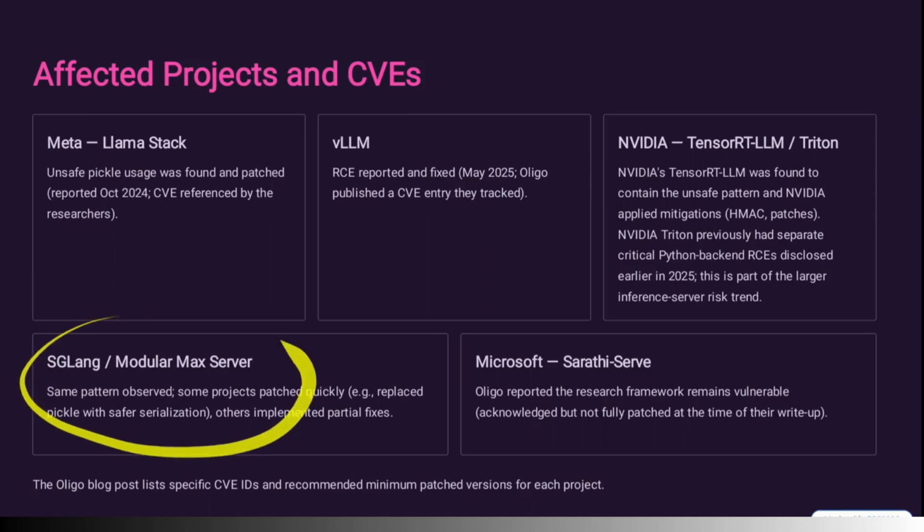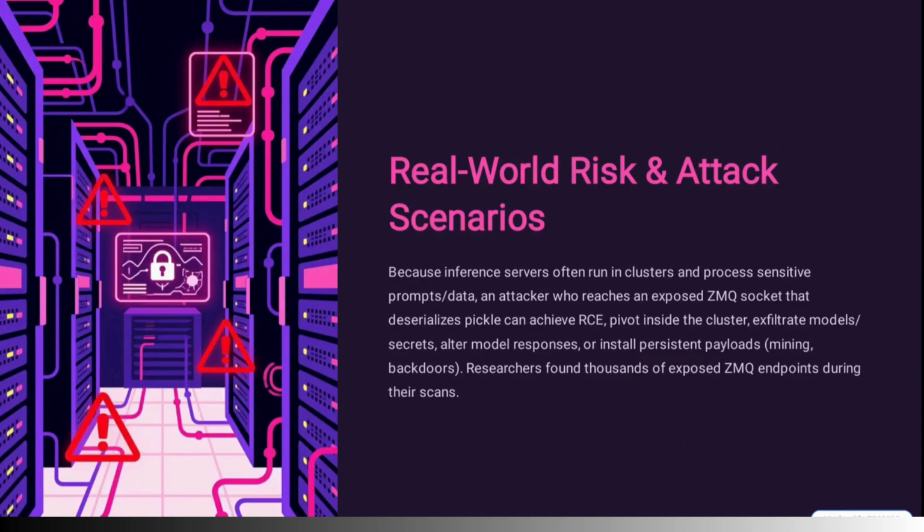With SGLang and Modular Max Server, the same pattern was observed. Some projects patched quickly, while others implemented partial fixes. Last is Microsoft. Oligo reported that the research framework remains vulnerable; it was acknowledged but not fully patched. Now, real-world risk and attack scenarios.